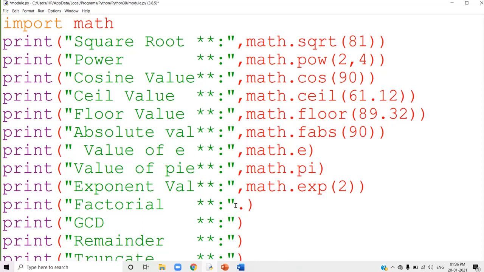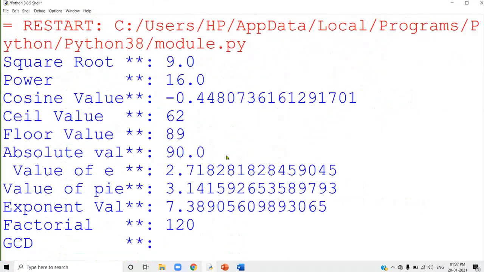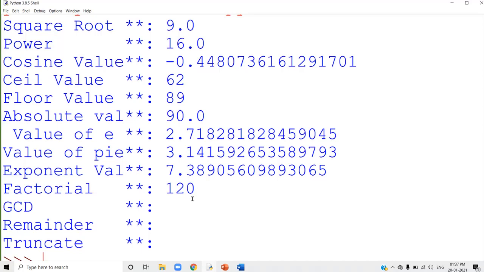Now factorial. Did you hear the term factorial anywhere? Yes, I taught you in a class one or two months before. I can use math dot factorial of 5. Can you say what the answer of factorial of 5 will be? How will you calculate it? 1 into 2 into 3 into 4 into 5 is the factorial of 5. I'll run the program. You can see the answer: factorial of 5 is 120.